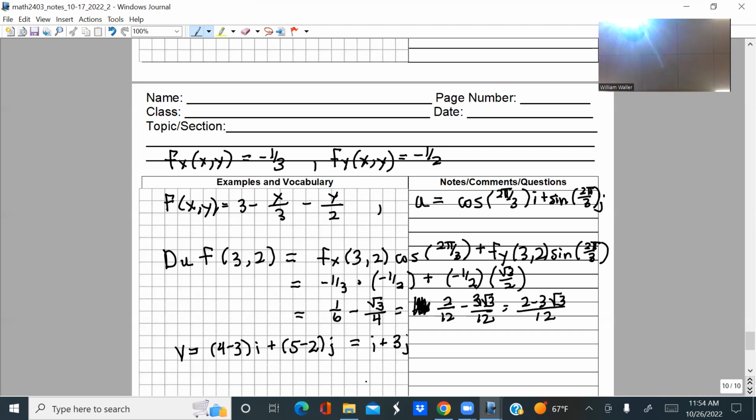And now we need to put that in unit form. They're calling that the vector u. So that's going to be v divided by its magnitude. We need to calculate the magnitude of v, but that should be really easy, because that's just the square root of the squares of these coefficients. Isn't that 1 squared plus 3 squared? That's better known as the square root of 10. So we would have 1 over the square root of 10 times i plus 3 over square root of 10 times j.